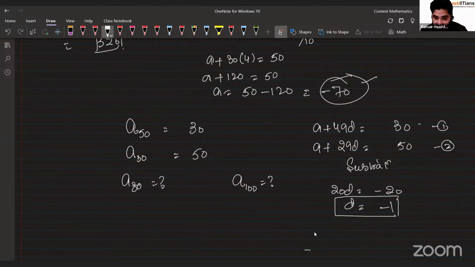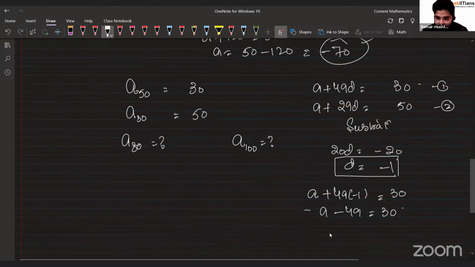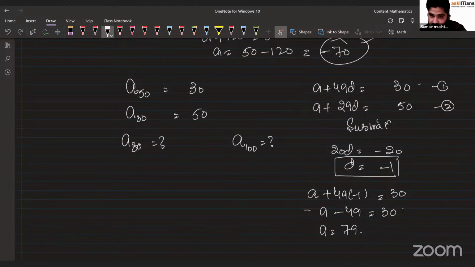So the value of a should be a plus 49 times negative 1, this is equal to 30. So a minus 49 is equal to 30. So what is the value of a? Isn't it 79? I think so. It is 79.